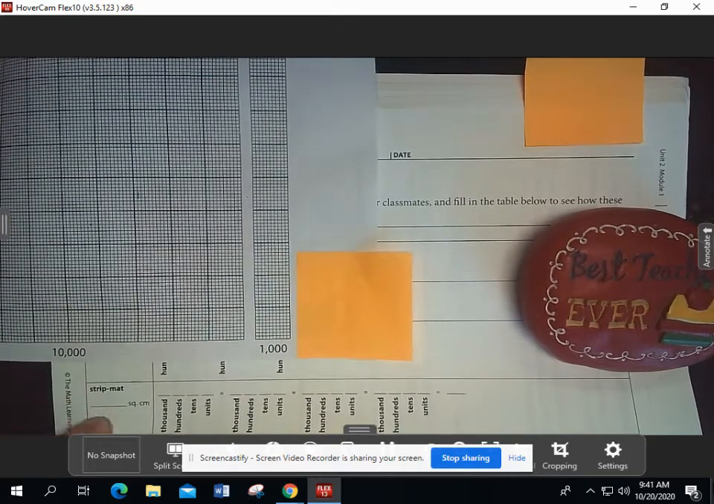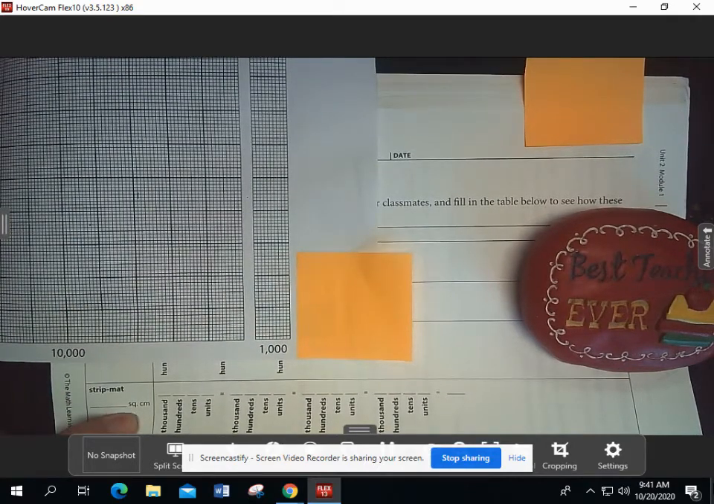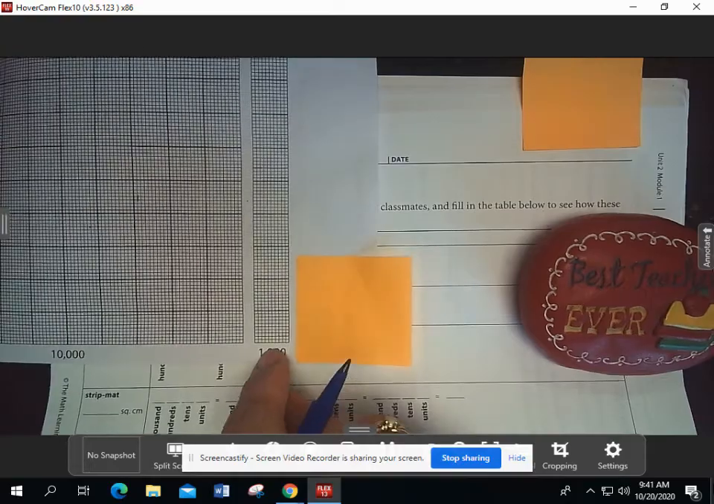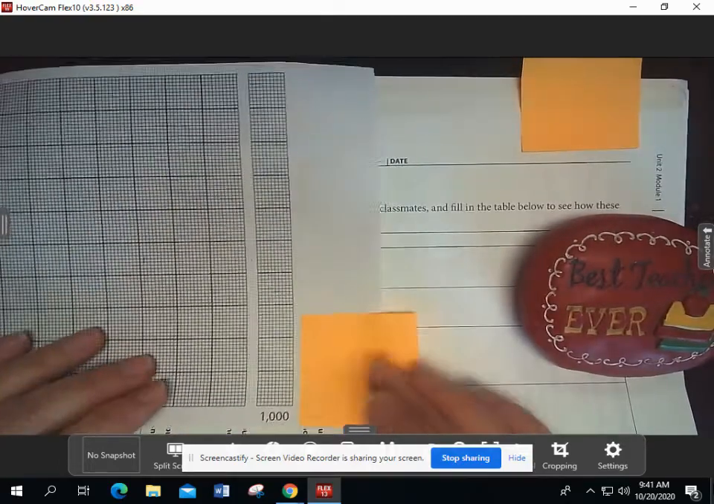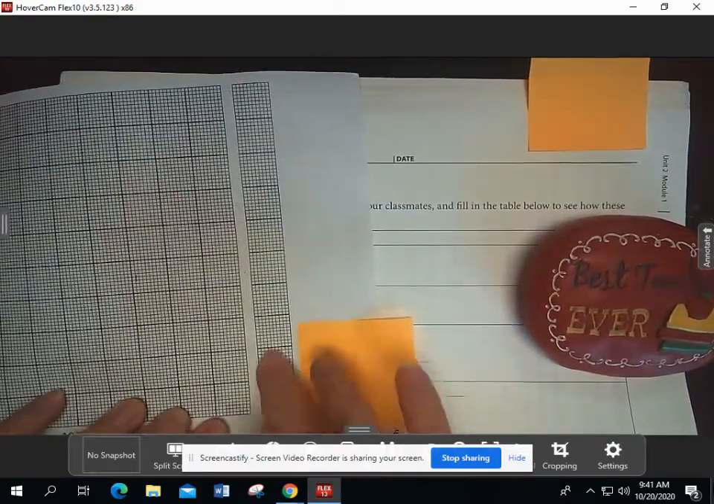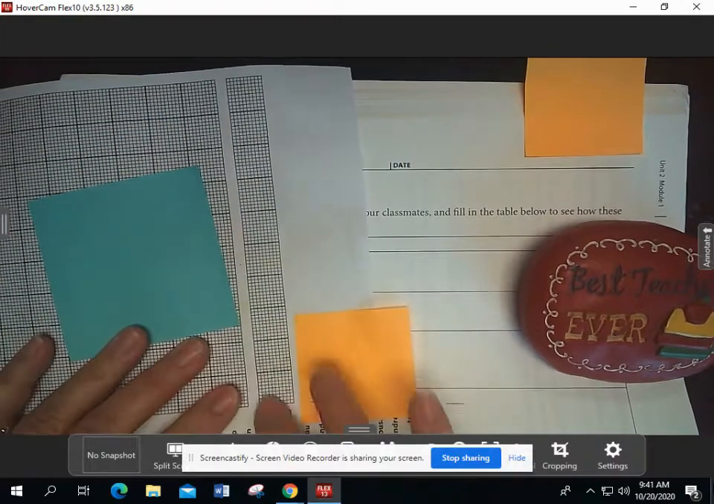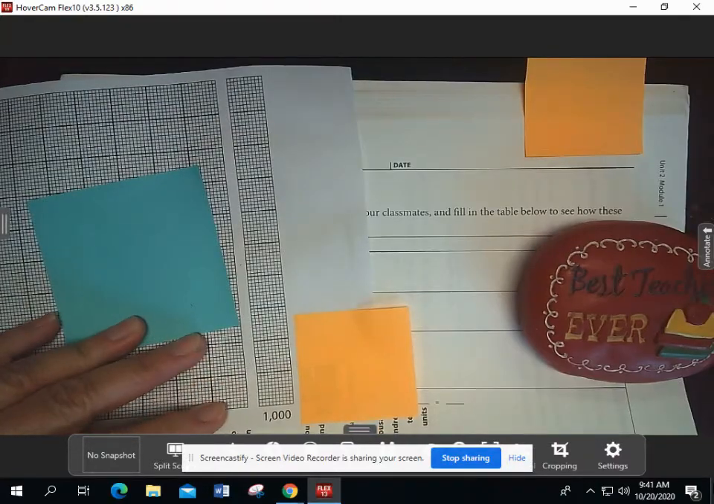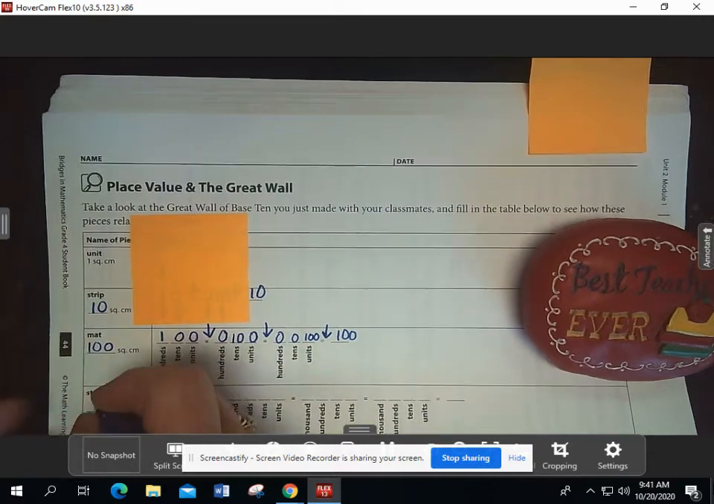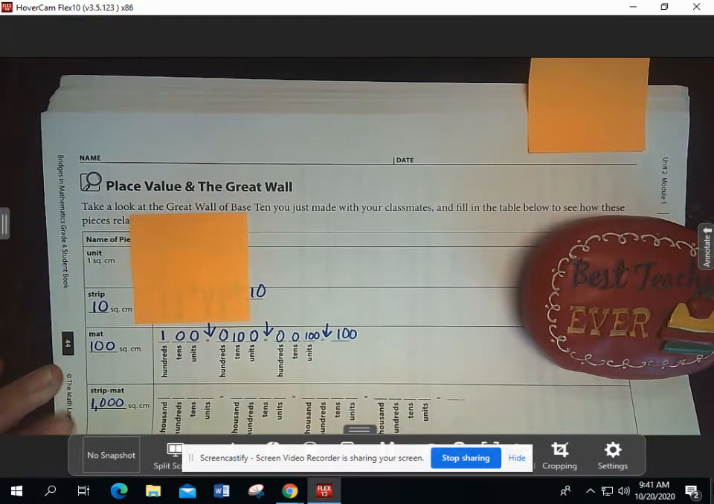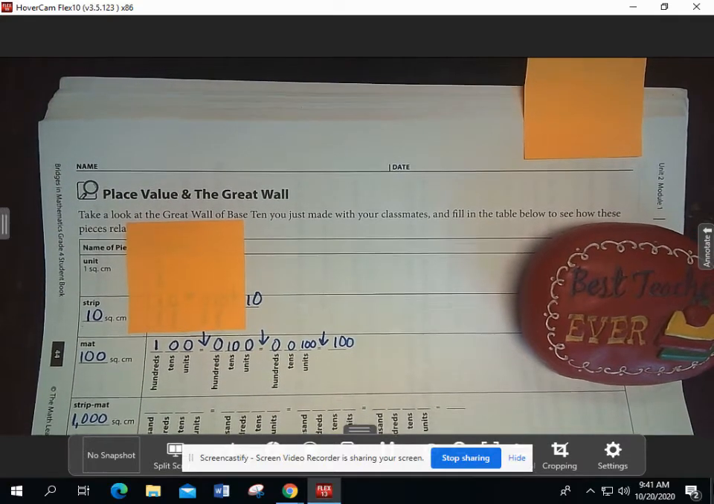You see this part? It says strip mat, and it needs to know how many square centimeters we have. Everybody figured out that square centimeters are all of these things, but now I have it shrunk down so it fits. How many square centimeters are on this part, Anna? 1,000. So we have to put 1,000 in this column.